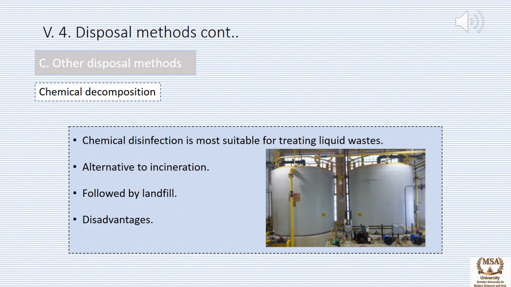Other disposal methods, such as chemical decomposition. Chemical decomposition is used as an alternative to incineration if the appropriate incinerator is not available. It's done according to manufacturer's recommendations and followed by landfill. A disadvantage of chemical decomposition is the process being tedious and time consuming, chemicals used in the treatment must be available at all times, and it is not suitable for large quantities.